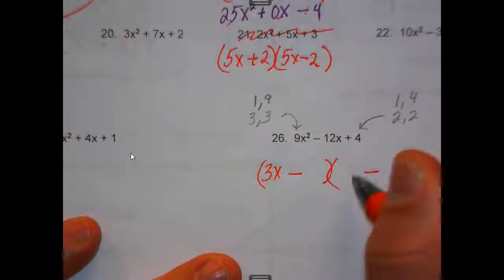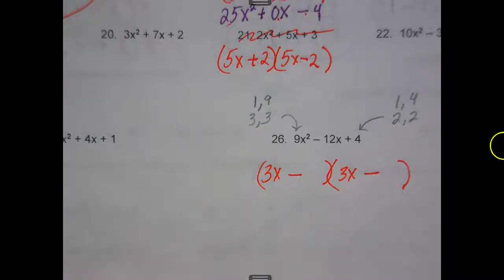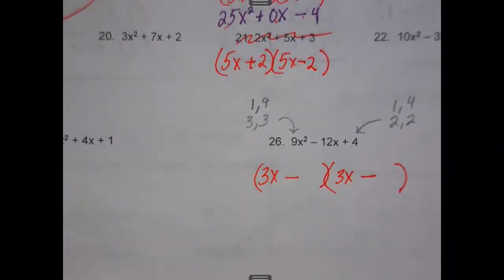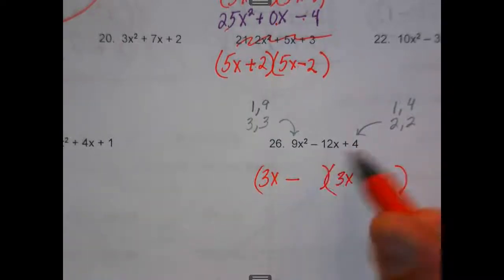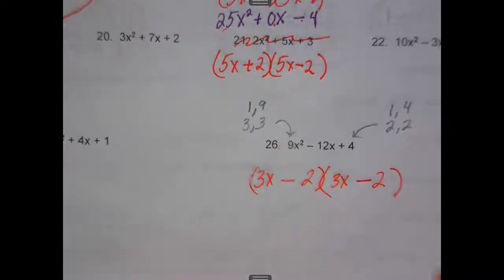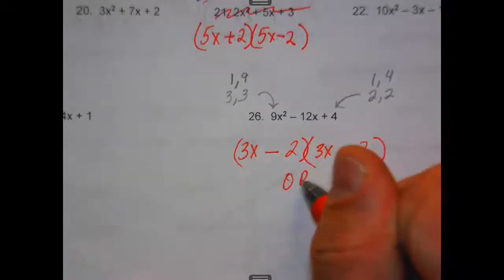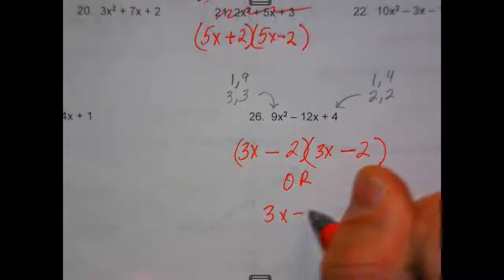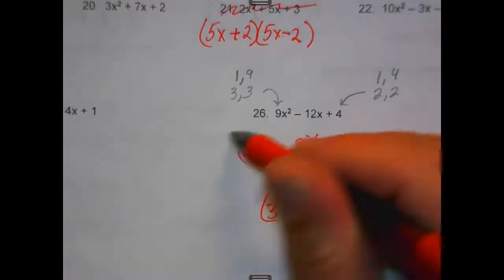3x times 3x is 9x squared, right? And you have to use the 2 and the 2. Now, again, you could leave it like this, or you could just write it 3x minus 2 squared. Either way, I don't care.